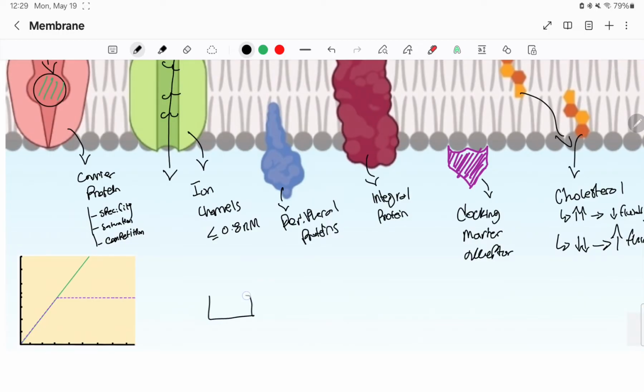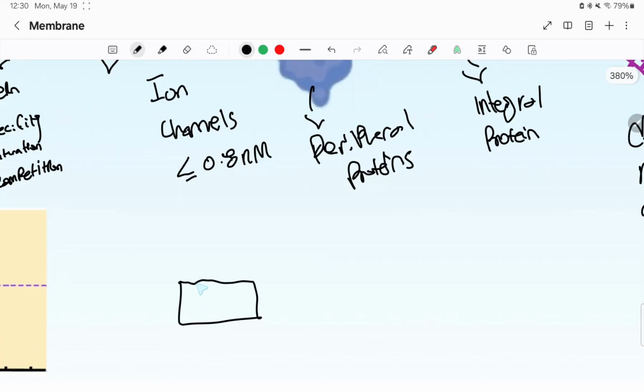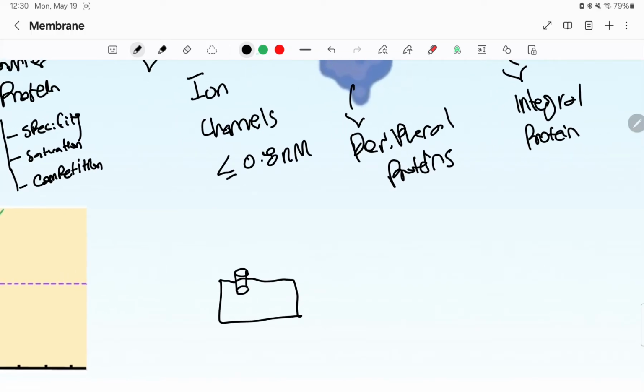Let's say I have a cell, and this cell has one carrier on its surface. This green molecule is going to be glucose, and this red molecule is going to be fructose. Let's say this carrier is only specific to glucose. And so watch this. This glucose molecule will go inside of the cell. But what about this fructose molecule? Can it use this same carrier protein to enter the cell? No, because this carrier protein is only specific for glucose.